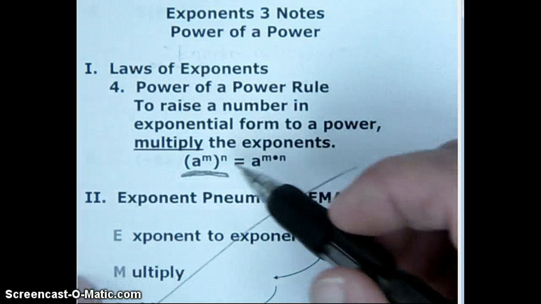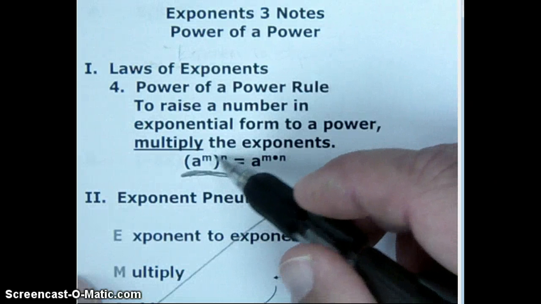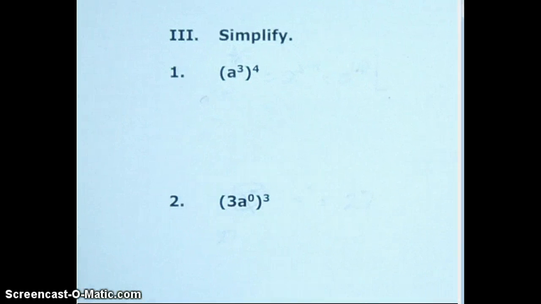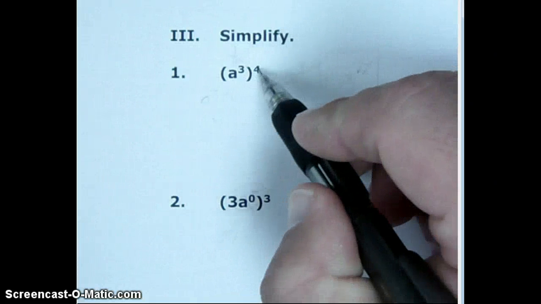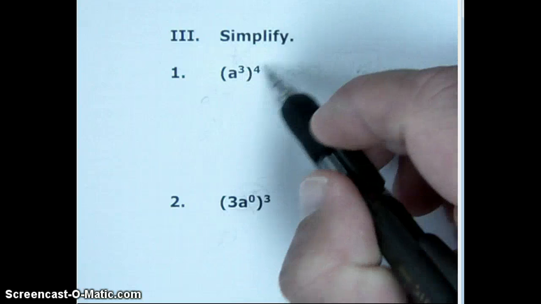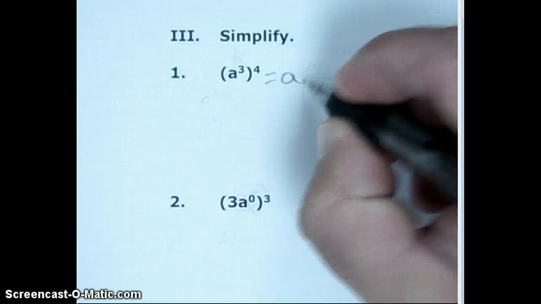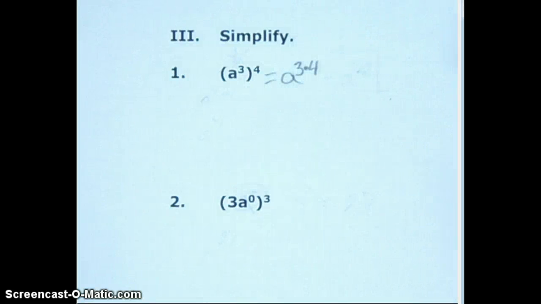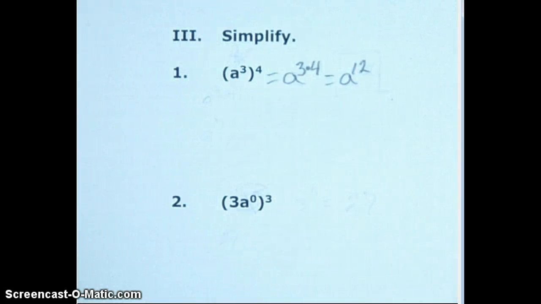Alright, and this law says that if you have a power of a power, or you could also say it as an exponent to another exponent, the rule says that we multiply the two exponents. Alright, so let's do that. Example number 1 says a to the third, inside parentheses, raised to the fourth power. Well, that's an exponent to an exponent, or a power raised to another power. By the rule, we could really just take a to the third power times fourth power. And 3 times 4 is equal to 12. Alright? So that's how we do those.